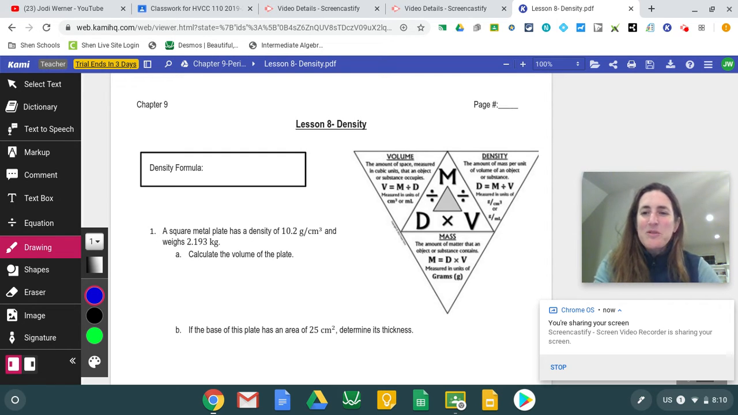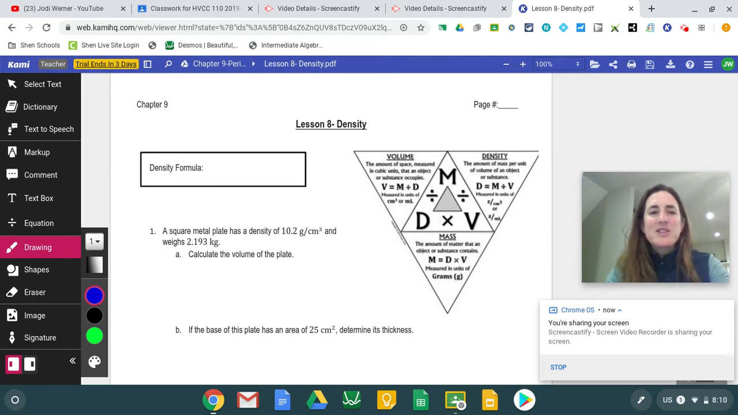Okay, here we are, COVID week, I don't know, 6, whatever it is. And here's our last little lesson for the week. We're only doing one lesson this week on density, which you guys should be amazing at because I think you did it in science last year.